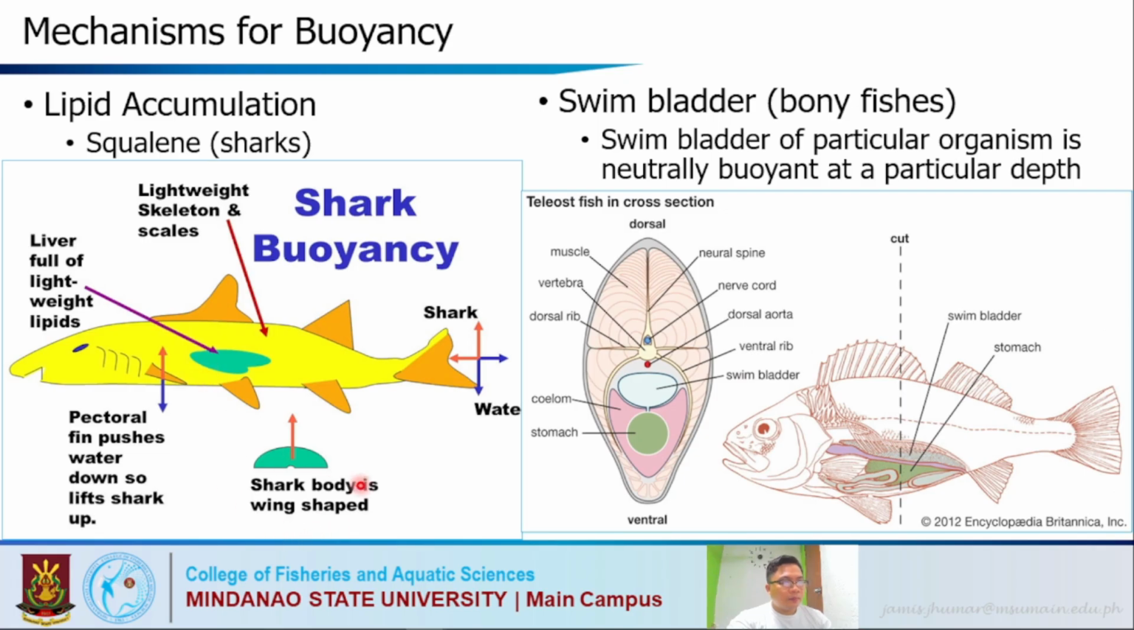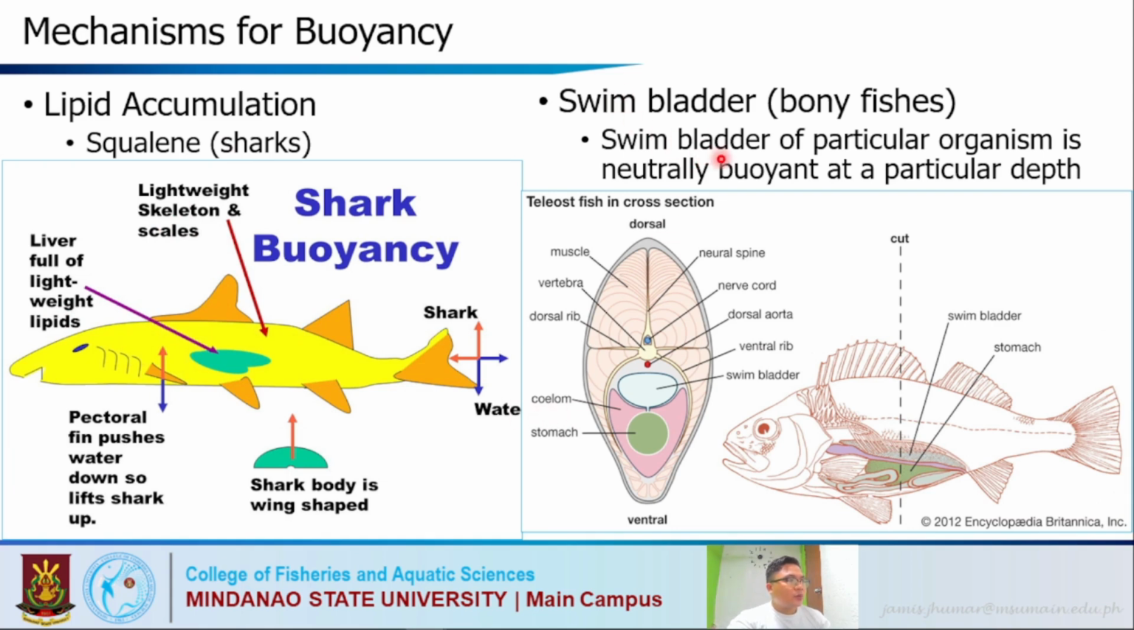And the body of the shark is wing-shaped, and the pectoral fin pushes the water down to lift the shark up. So this elevates it. And then the liver is full of lightweight lipids, and the skeleton is lightweight, since they are cartilaginous.